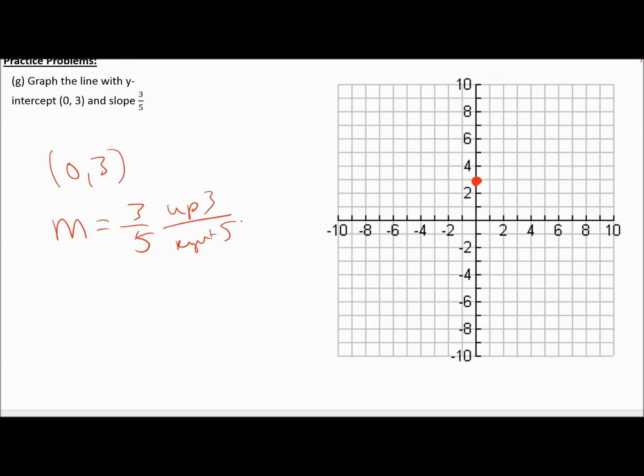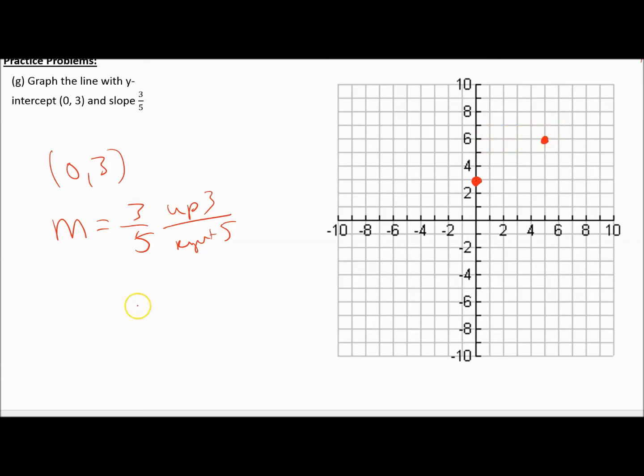Hey, let's do that. So up 3. 1, 2, 3, right 5, 1, 2, 3, 4, 5. Remember, don't count the place you're at. When you're counting, you don't start where you're at, right? You start at the next one. So I'm at 3, but no, I don't say 1 until I get to 4. So 1, 2, 3, and then don't start 1 there. 1, 2, 3, 4, 5.